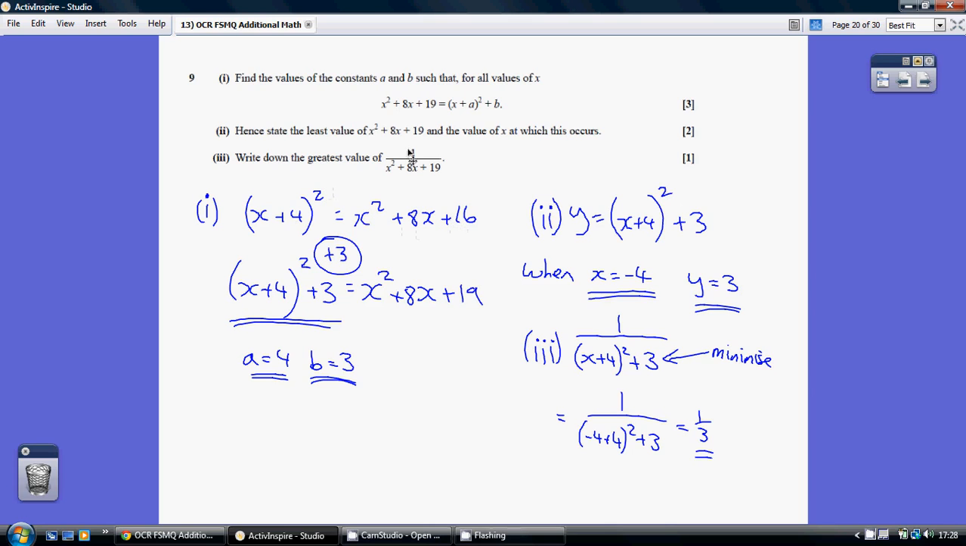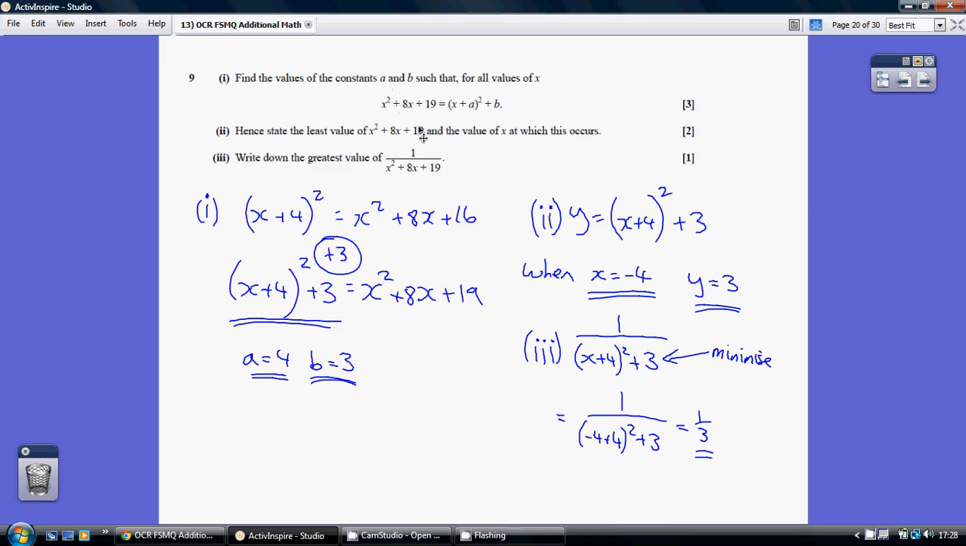Now we don't want 16, we want 19, so we choose to add 3 to both sides, giving us this. This is now in the required format of this. So a is 4, b is 3. Now, hence state the least value and the value of x at which this occurs.